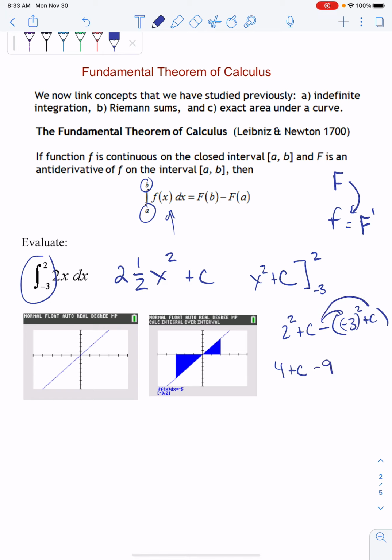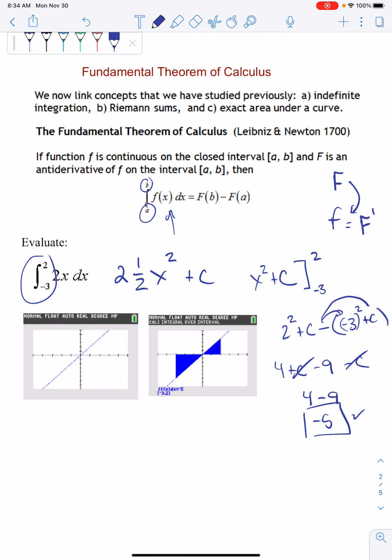This negative distributes to make that c a minus c, which is nice because when we're doing definite integrals, when we're using this theorem, those c's, they still cancel out. So I end up with 4 minus 9, I end up with negative 5 is my answer. So instead of having to graph this and find the area, I just take the integral and I evaluate it at 2 and evaluate it at negative 3 and subtract. So my answer would be negative 5.